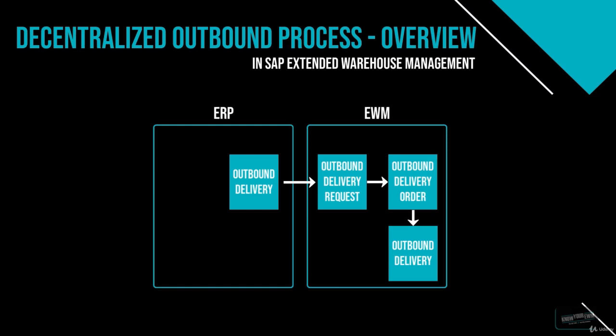The document of the outbound delivery order operates the stock removal warehouse tasks for the picking process and all other processes, like for example a packing process, a staging in the goods issue zone, or a loading process into the actual truck. So far so good for the decentralized outbound process overview. Let us now have a look at some settings we need to make in order to get the transfer from the outbound delivery in the ERP system to the actual outbound delivery order in the EWM system to work.